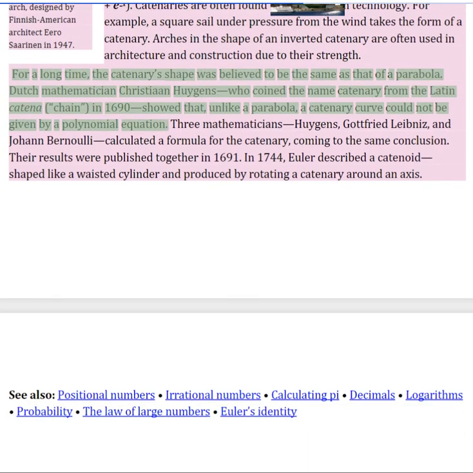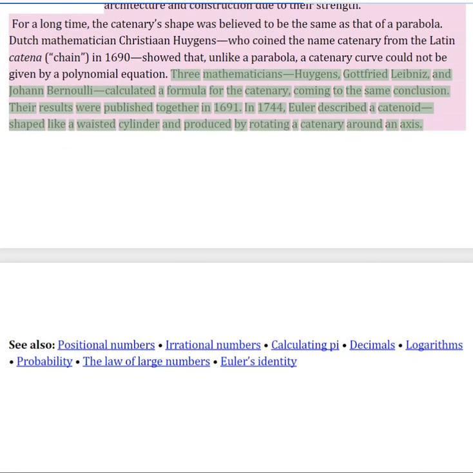For a long time, the catenary's shape was believed to be the same as that of a parabola. Dutch mathematician Christiaan Huygens, who coined the name catenary from the Latin catena in 1690, showed that, unlike a parabola, a catenary curve could not be given by a polynomial equation. Three mathematicians, Huygens, Gottfried Leibniz, and Johann Bernoulli, calculated a formula for the catenary, coming to the same conclusion. Their results were published together in 1691.